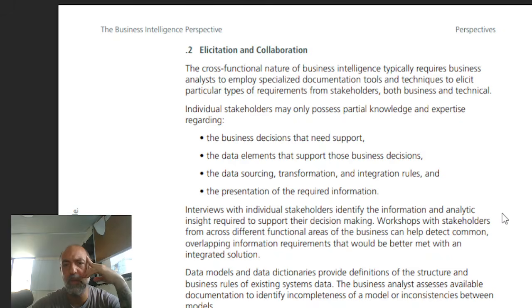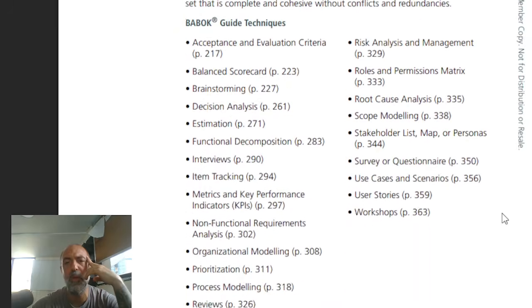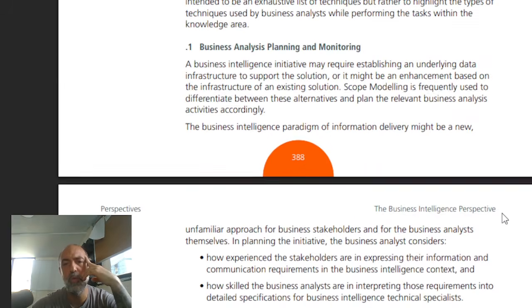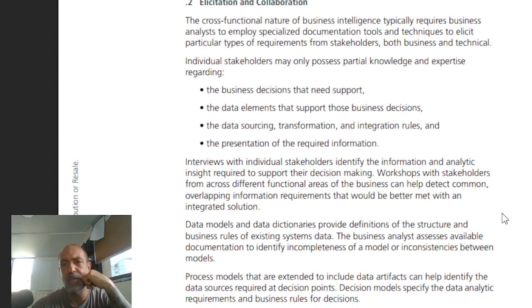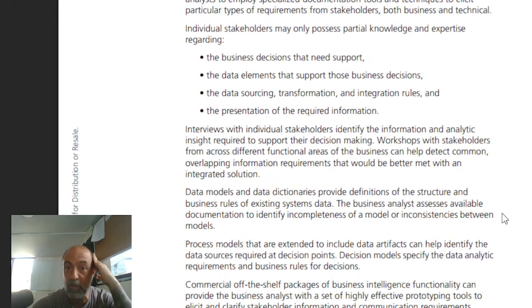Elicitation and collaboration. Wait, the first one was what? Business analysis planning and monitoring. The cross-functional nature of business intelligence typically requires business analysts to employ specialized documentation tools and techniques to elicit particular types of requirements from stakeholders.